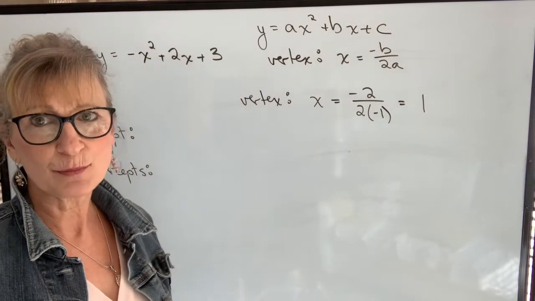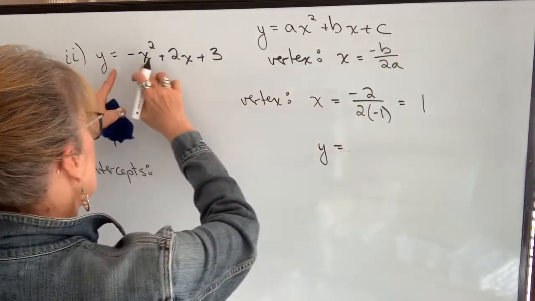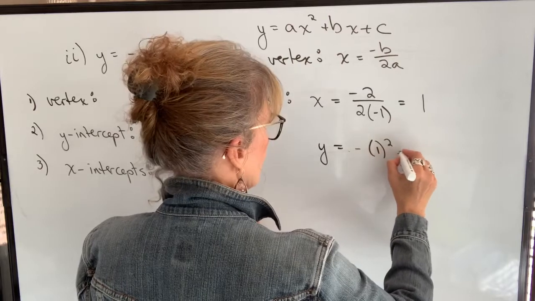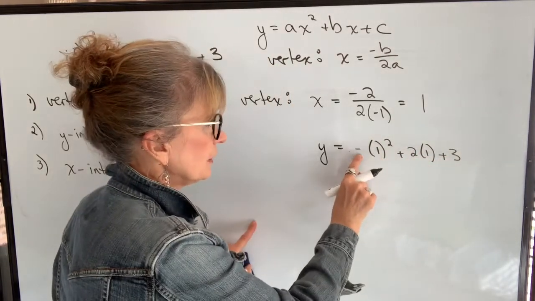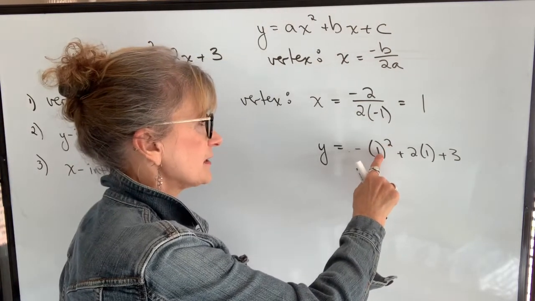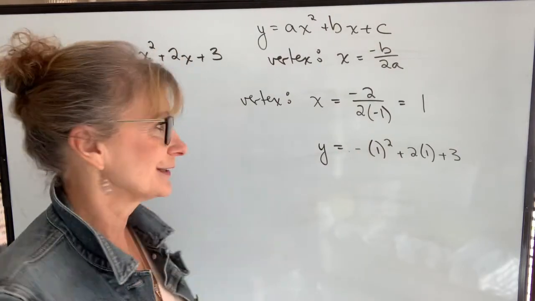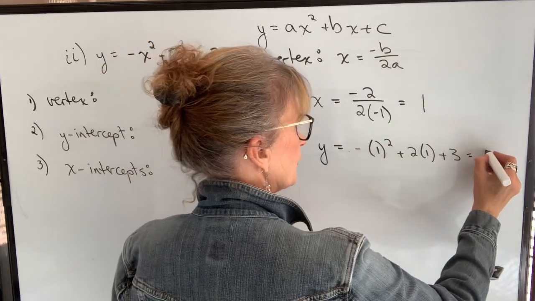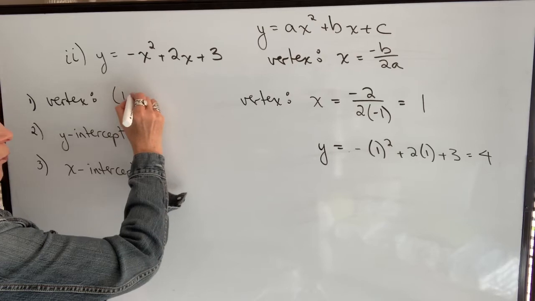We have to find the corresponding y value for our vertex. So we do that by plugging into our function. So it will be -1 squared plus 2 times 1 plus 3. Be careful you don't include that negative in the power. The only thing that's squared is the x. The negative is a coefficient outside of that. So the y value would be -1 plus 2 plus 3, which would be 4. So the vertex is the point (1, 4).